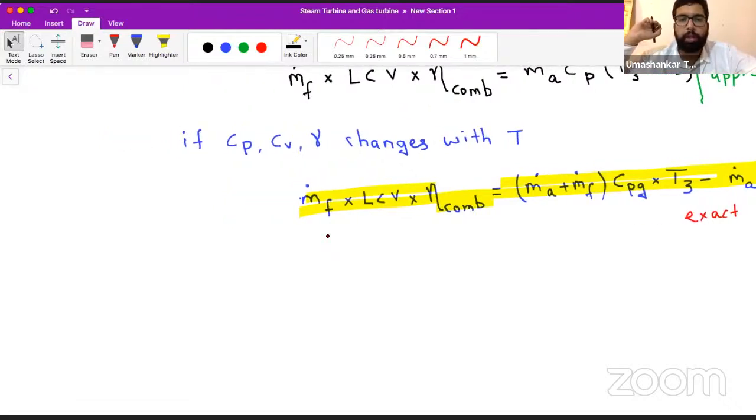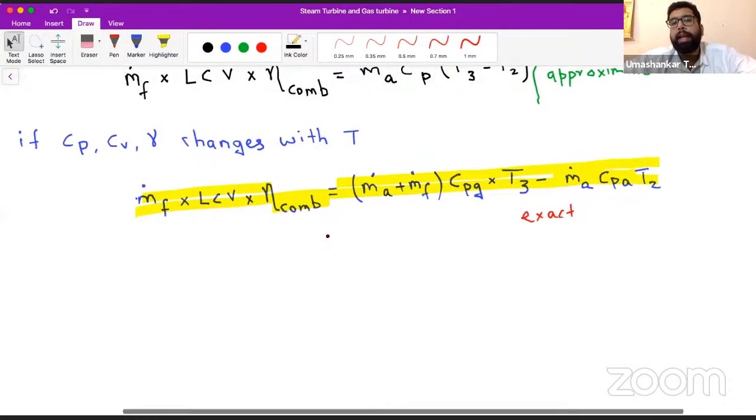So this is about the combustion efficiency. We are going to see the questions on it, but before that, I want to tell you one more thing, and then we will solve some of the questions. Then we will see something else also, and then we will solve a final question.